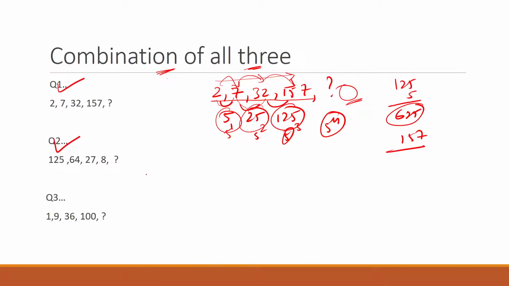Now we move to the second question. This seems rather easy if you understand the cubing of numbers. So 125 is 5 cube, 64 is 4 cube, 27 is 3 cube, and 8 is 2 cube. If you are familiar with these numbers, if you remember the cubes, then it's very easy. Otherwise you'll figure it out by using the difference method.